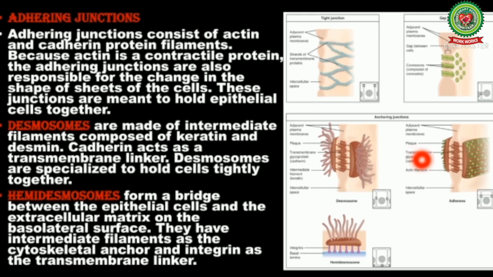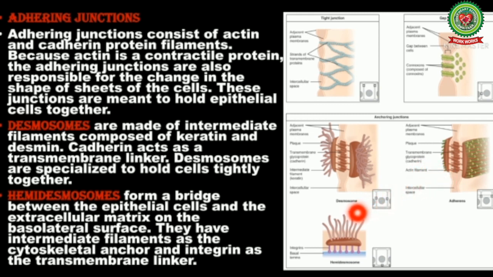Then there are desmosomes, which are made up of intermediate filaments composed of keratin and desmin. Cadherin acts as a transmembrane linker. Desmosomes are specialized to hold cells tightly together.